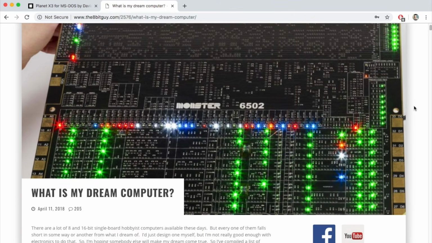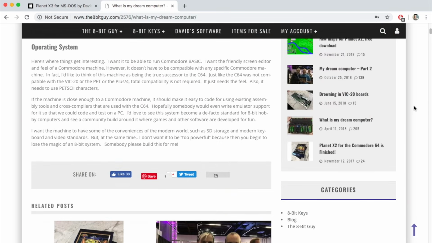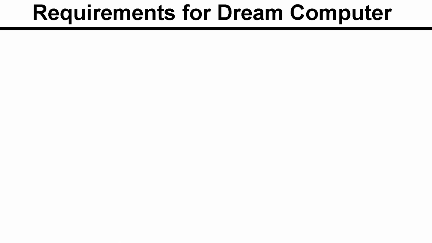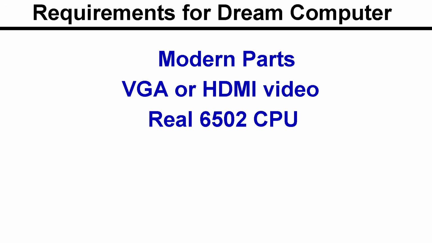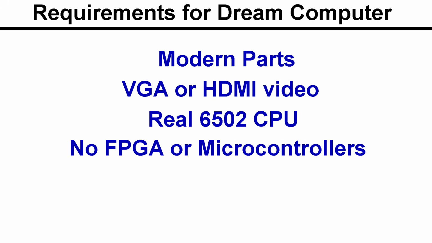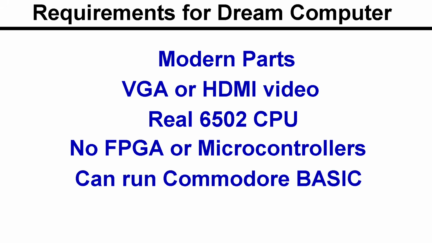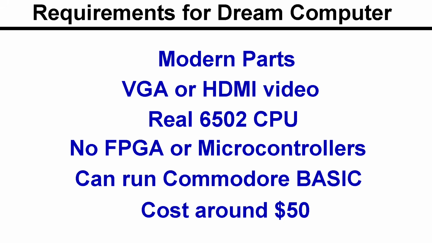So I made a proposal about a year ago on my website talking about my dream computer. In my proposal, I had these requirements. The computer would be made completely from modern off-the-shelf parts, no old stock, no sourcing parts from vintage computers. It would output VGA or even better HDMI video, and the main reason for this is that composite video is more or less dead, and I don't want people to have to search for old monitors to use as a display device. It would have a real CPU, preferably a 6502 or compatible. It would preferably not rely on FPGA or microcontrollers. It would be capable of natively running Commodore BASIC 2.0, and it would be inexpensive, preferably around $50.